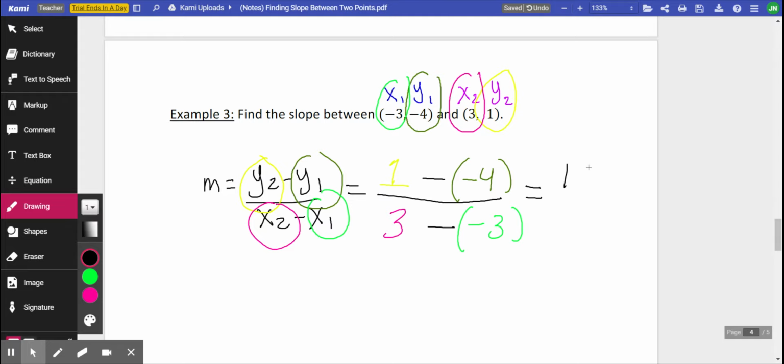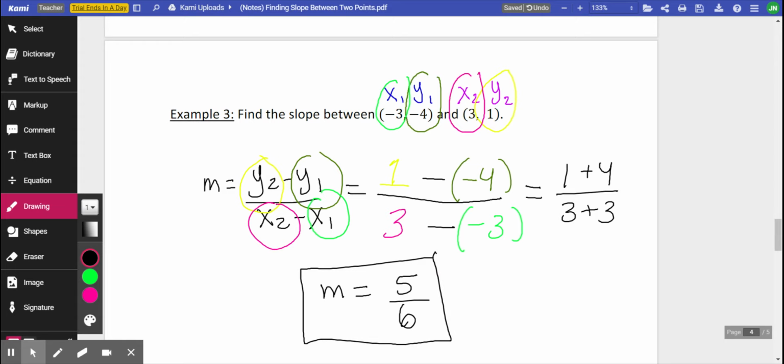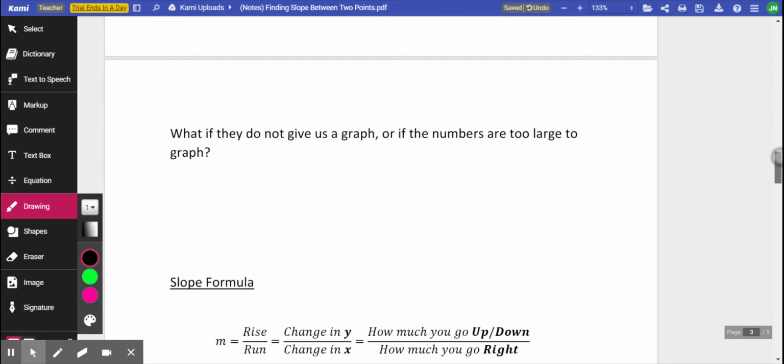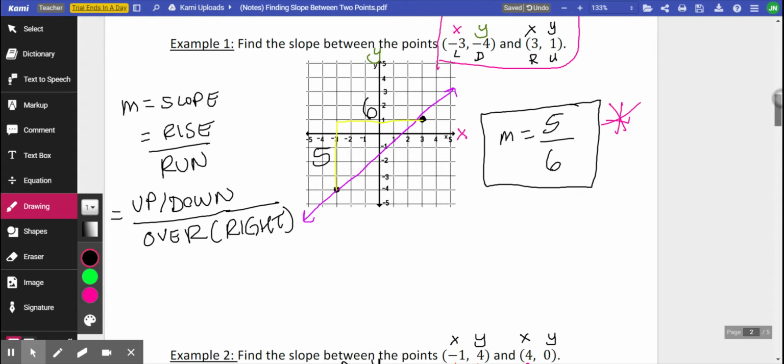So basically this becomes 1 plus 4, and then this becomes 3 plus 3. So the final answer for this is that my slope is going to be equal to 5 on top, 6 on the bottom, or positive 5 over 6, which is the exact same answer that we got up here when we did example number 1, right? So we know that the formula actually does work.